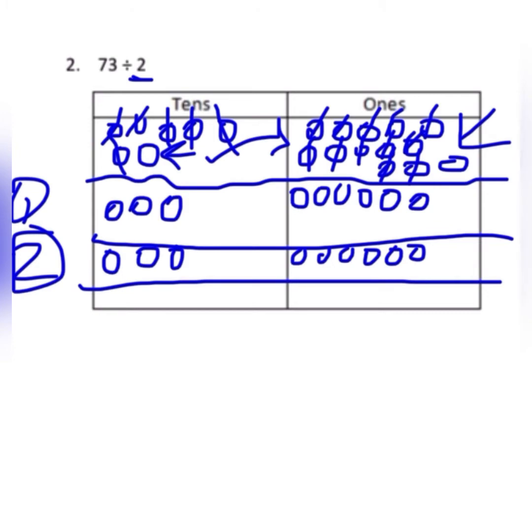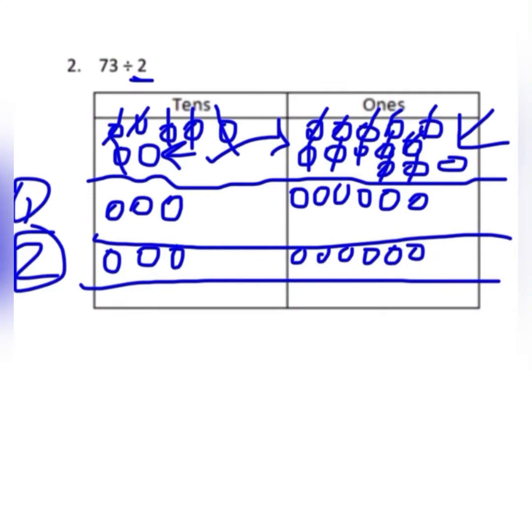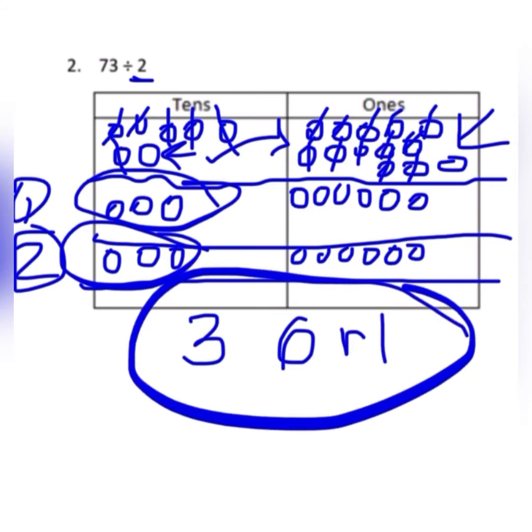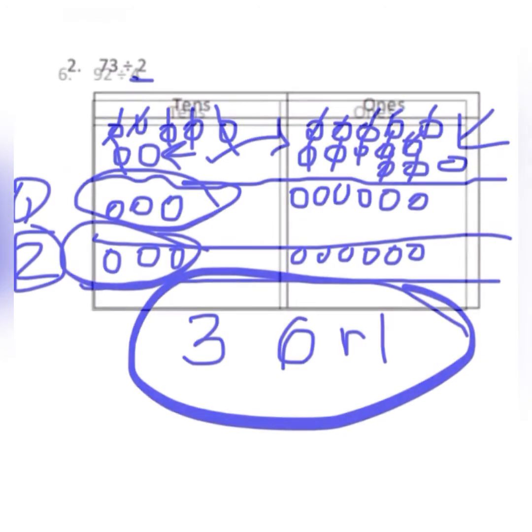So to write our answer, we have to look at how many dots are on each line. I see 3 dots on each line. So I'm writing a 3 in my tens place. And on my ones place, I see 1, 2, 3, 4, 5, 6 dots. Okay, and we can't forget about our remainder, which was 1. So now I have my answer, which is 36 remainder 1.